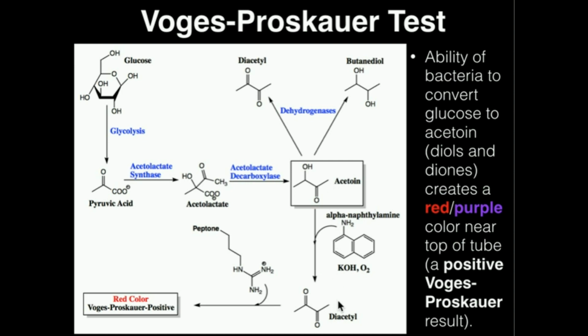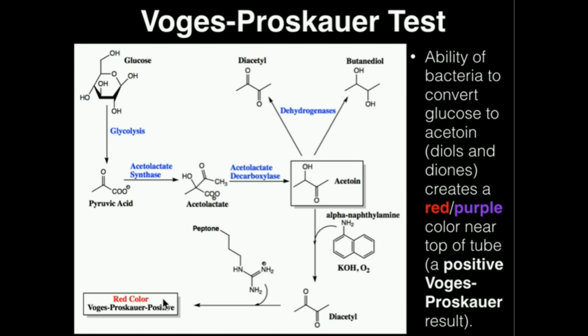Now, in this mixture, we also have peptones, and peptones contain arginine residues. This is an arginine amino acid that's part of the peptone. It turns out that the arginine can react with the diacetyl, and when it does, we have a color change that is red.